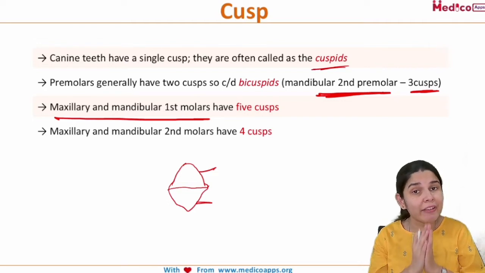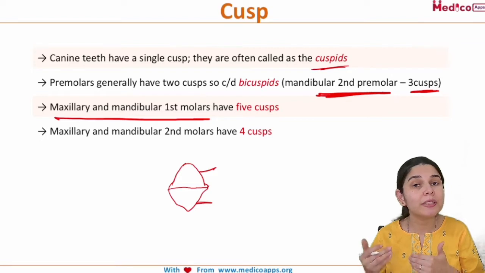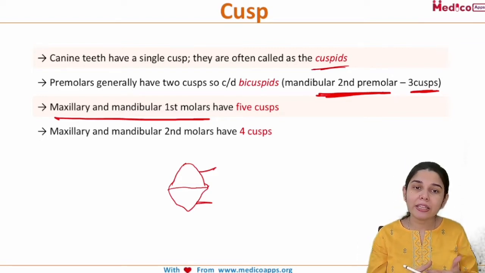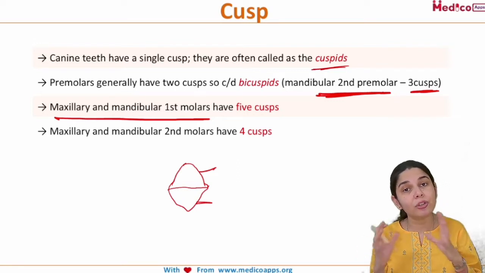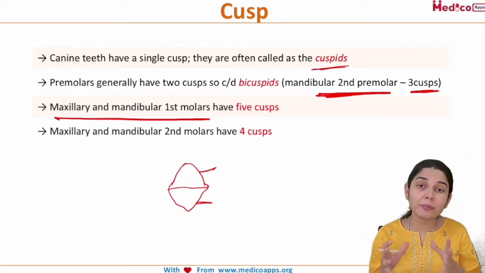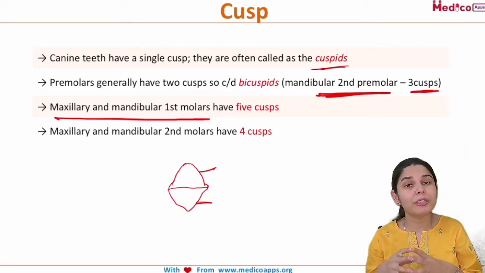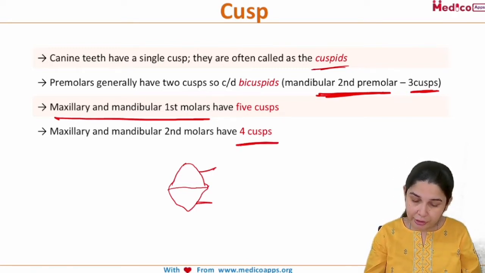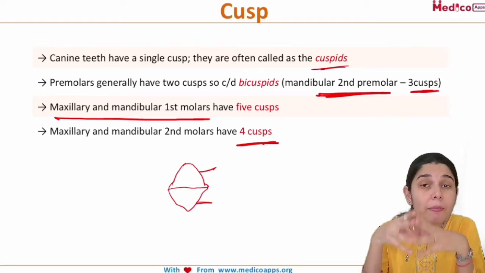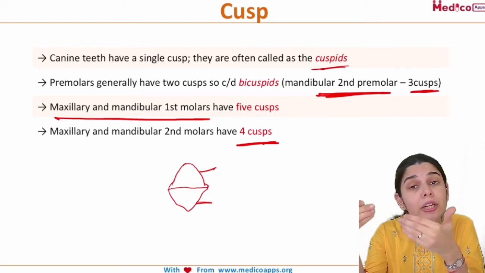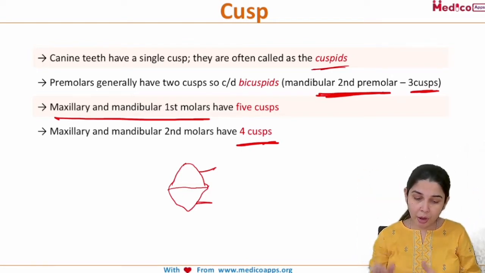I will be showing each and everything to you in the next slide, where you will see the diagram. And lastly, I want you to get a picture of how many cusps each of these teeth have, that you have to remember. Lastly, the maxillary and mandibular second molars have four cusps. So this is the number of cusps present in the teeth we are discussing, from the canine to the third molar.